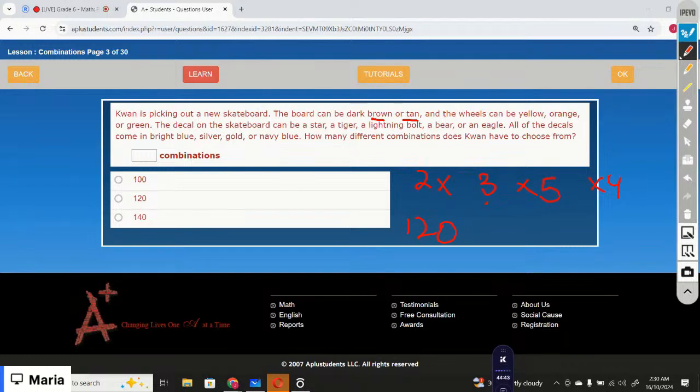Just multiply the choices given for everything. You can have the combinations you can make from these things. For example, that is 120. Option number 2 is the correct option. Let's just do one more, right? So that you can understand.